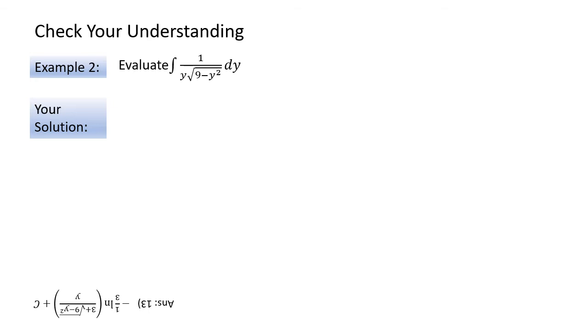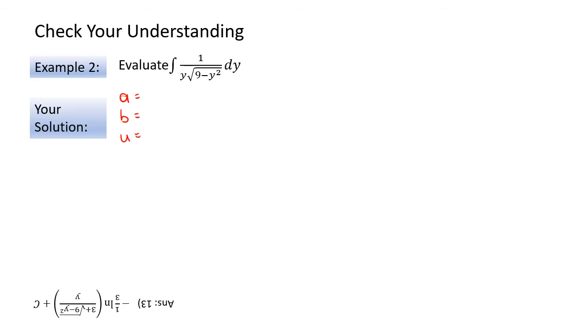Okay, so let's look at our second example. Evaluate the integral of 1 divided by y times the square root of 9 minus y squared dy. Okay? So a couple things jump out at me here. I always start by writing a, b, and u.